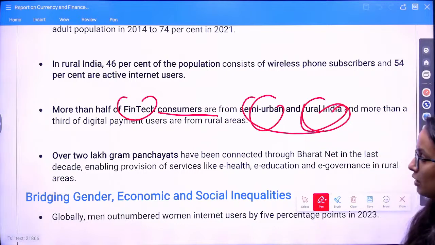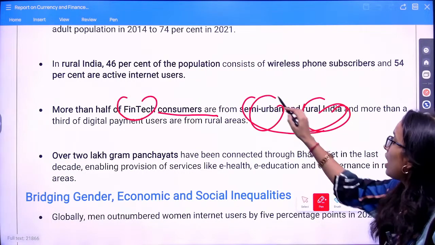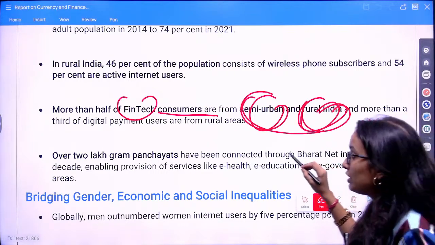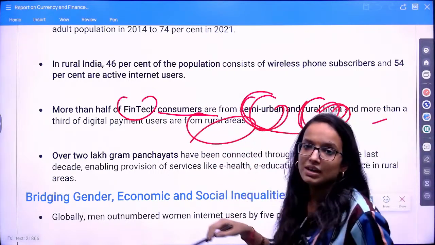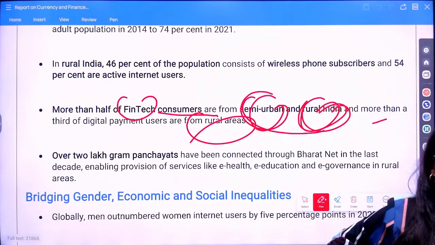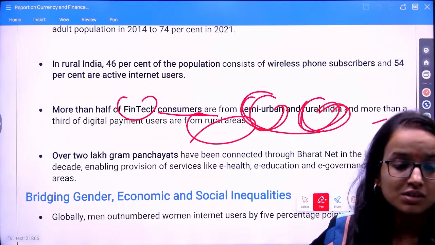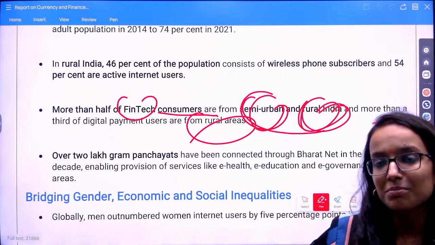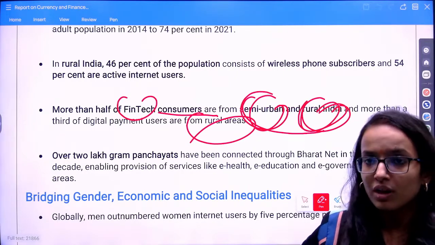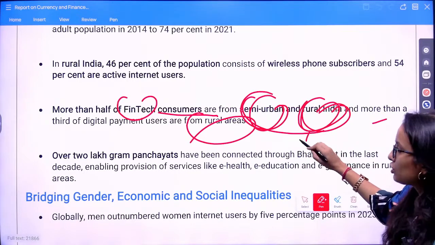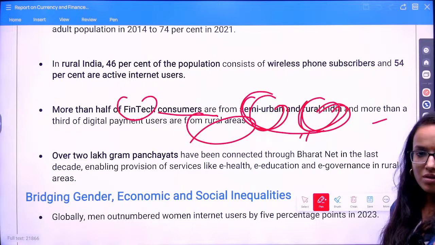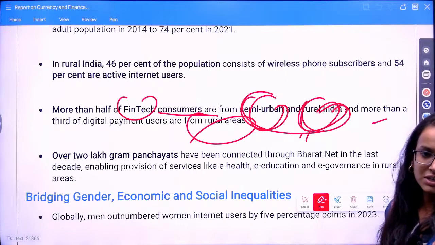Okay. More than half of the fintech consumers are from semi-urban and rural India, and more than 1/3 of digital payment users are from rural areas. Remember this thing. This is important. Why? Because this is expansion of financial inclusion and success of financial inclusion in rural and semi-urban areas of India. In urban areas, they have access, but we were worried about rural India, right? But then, of course, this data shows that financial inclusion is there. People are being mainstreamed with the financial services, right?